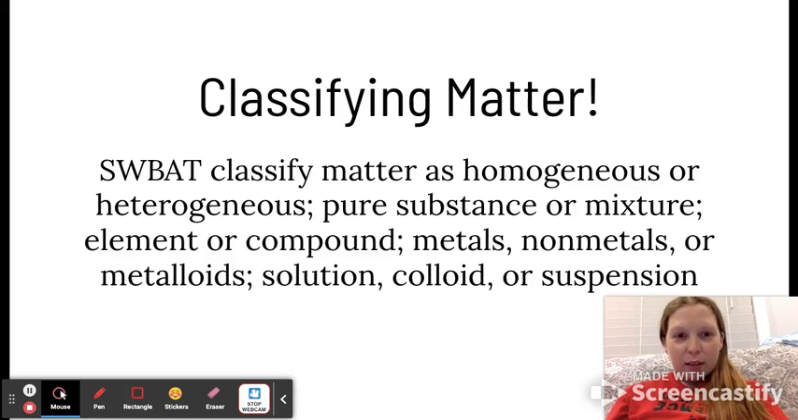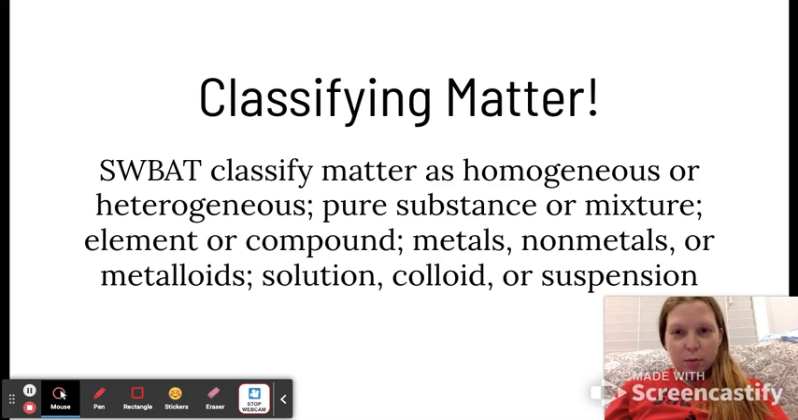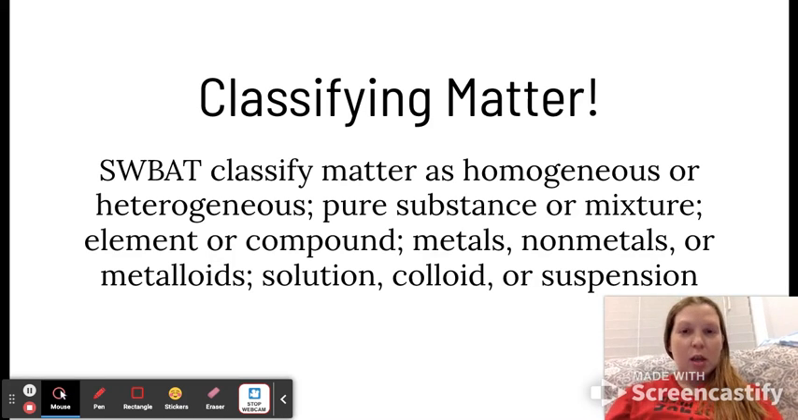Hey everybody, this is our lesson on classifying matter. By the end of this lesson, you should be able to classify matter as homogeneous or heterogeneous, a pure substance or a mixture, element or compound, metals, metalloids, nonmetals, solutions, colloids, and suspensions. So this standard actually is covered on a couple different lessons. We're going to really focus on this first part all the way through elements or compounds.